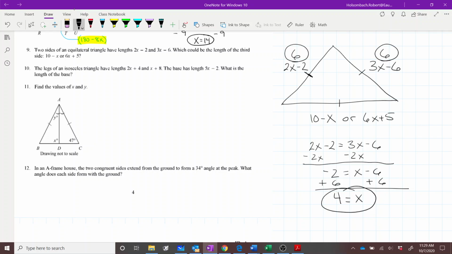Well, if we substitute this 4 into this first choice, we get 10 minus 4, which is 6. If we substitute the 4 into the second choice, we get 6 times 4, which is 24, plus 5, which is 29. Well, if this triangle is equilateral, then all the sides are the same. And this third side can't be 29. So which could be the length of the third side? This 10 minus x right here.